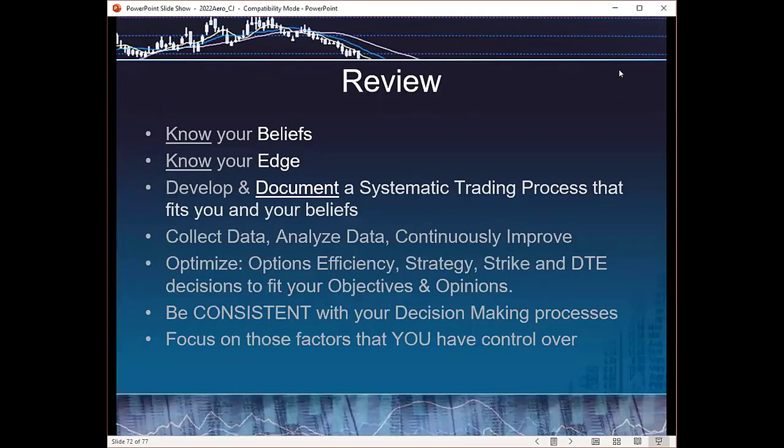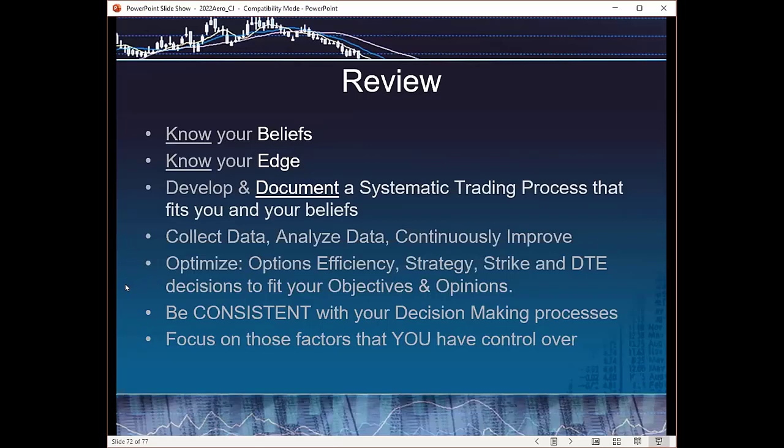So let's review what we've gone over today. I'm going to wrap this up as quickly as I can. Understand and know what your beliefs are and build a system around that. Know what your edge is, really understand it, quantify it, identify it, and capitalize on it. And most importantly, have a written document that is your trading plan, a systematic process that fits you and your beliefs. Then collect data, analyze the data, and continuously improve your processes, your tools, or your efficiency.